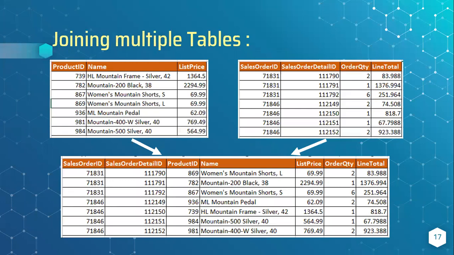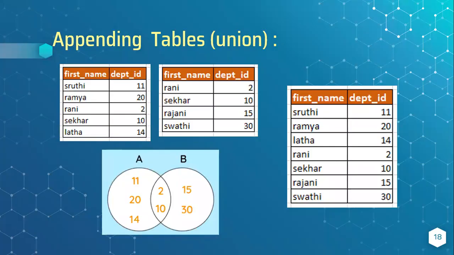We have joins in SQL. We can join multiple tables and collect columns from multiple tables and generate the result as per our requirement. And we have appending or union in SQL. We can append data from multiple tables and write into a result table.